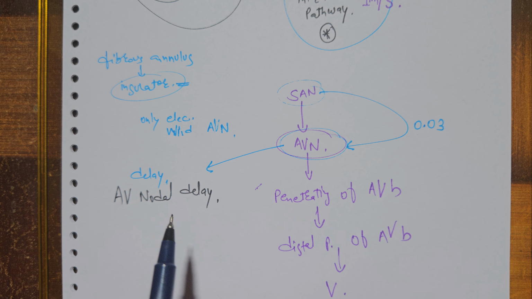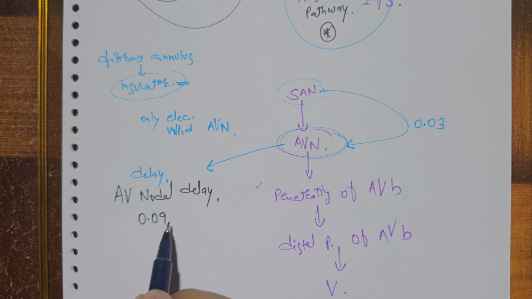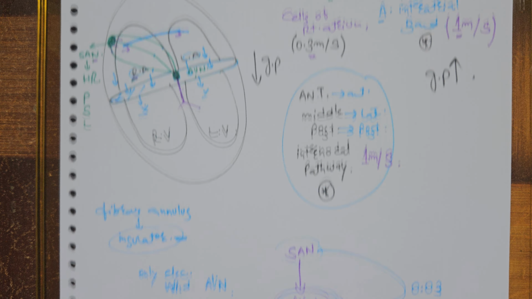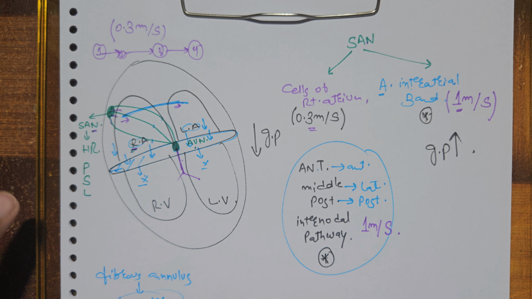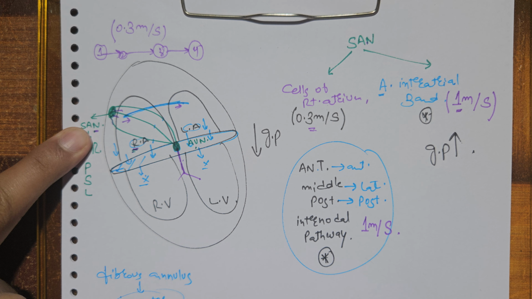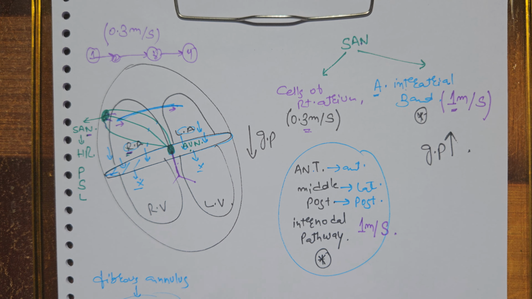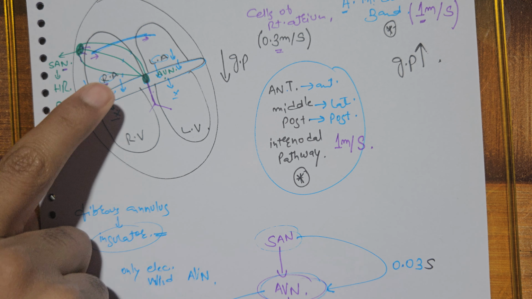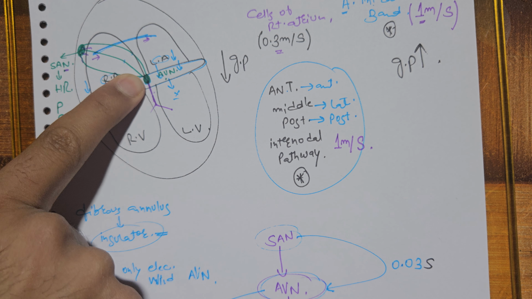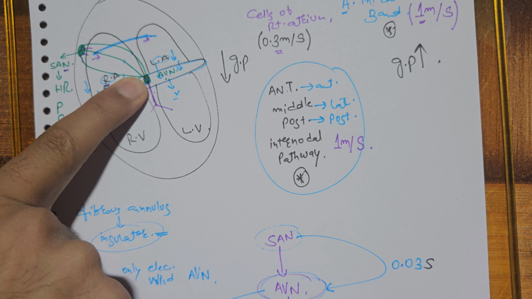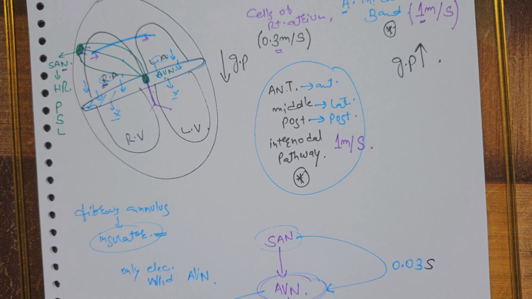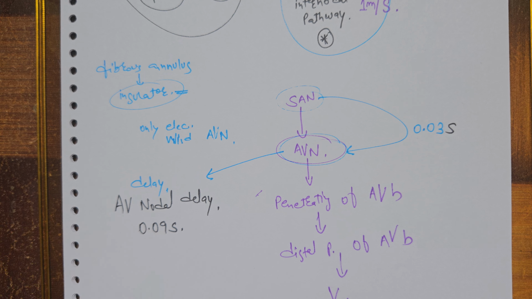This AV nodal delay occurs for 0.09 seconds. What does that mean? When the impulses begin in the SA node, it takes 0.03 seconds to reach the AV node. When the impulses are in the AV node, it stops these impulses for 0.09 seconds. That is called a physiological AV nodal delay.